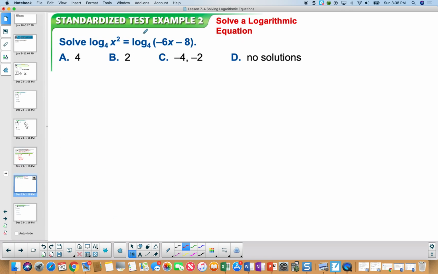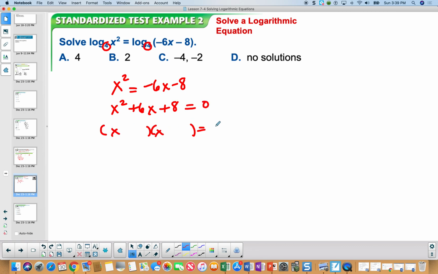Let's do another problem. Again, I see that the log bases are the same, so I can say x squared is equal to -6x minus 8. I'm going to move everything to one side, and now I'm going to factor. I'm going to use 4 and 2, plus. x plus 4 is equal to 0, x plus 2 is equal to 0. So x is equal to -4 and x is equal to -2.